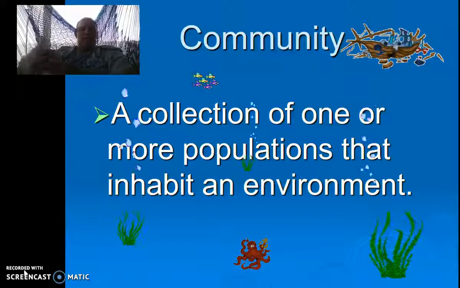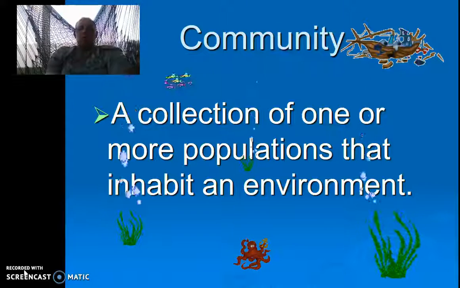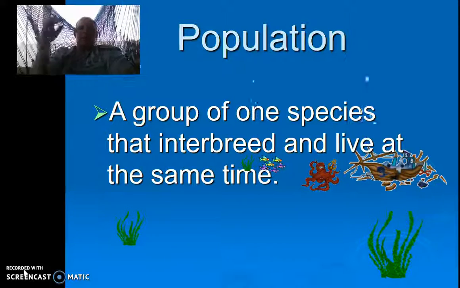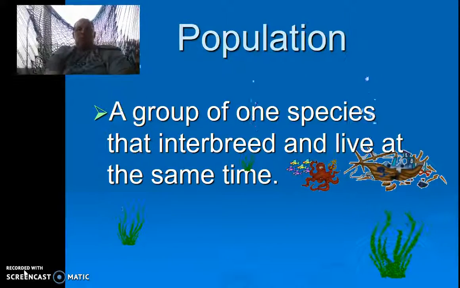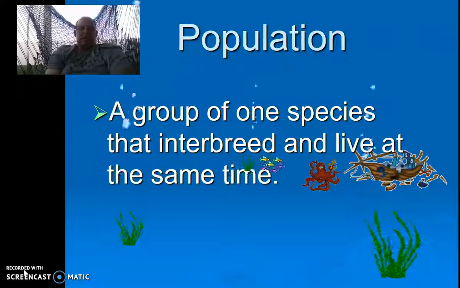But with my family of humans and the dog, we've now become a community because there's two different populations living together. When we go from community, the next step up, obviously we've got population here: a group of one species that interbreed and live at the same time.